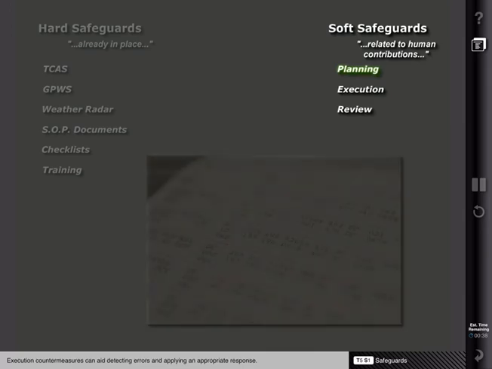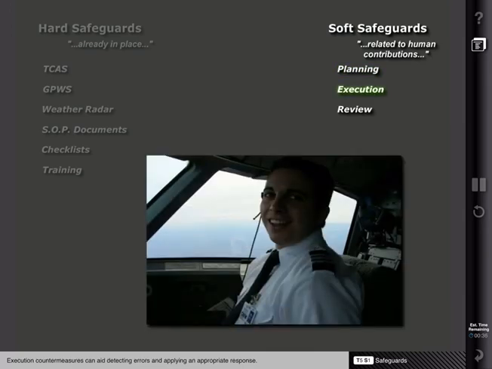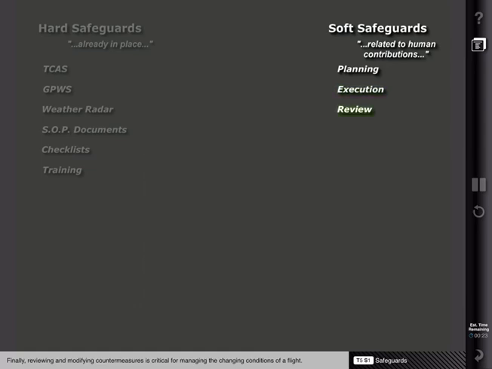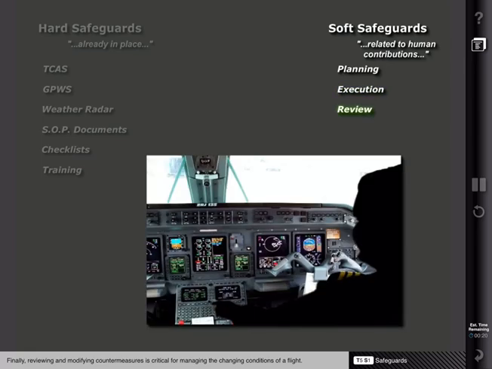Execution countermeasures can aid detecting errors and applying an appropriate response. These countermeasures include appropriate monitoring and cross-checking, workload management, and automation management. Finally, reviewing and modifying countermeasures is critical for managing the changing conditions of a flight. Existing plans can be reviewed and modified when necessary. Crew members should always ask questions and clarify any plan of action. Any crew member with critical information or solutions should assert themselves with appropriate persistence.